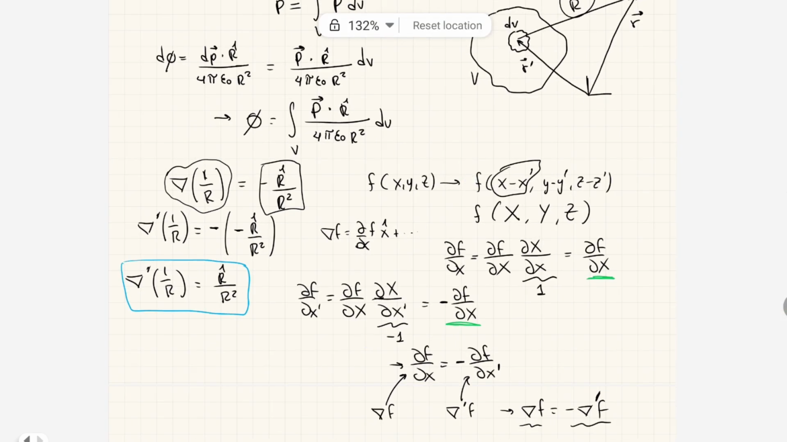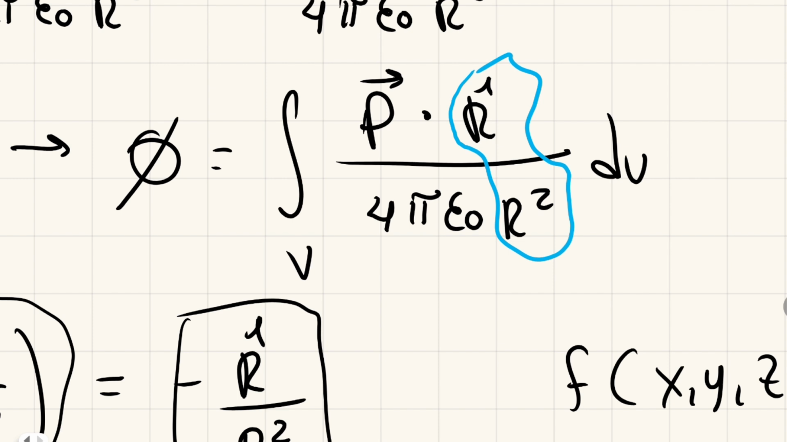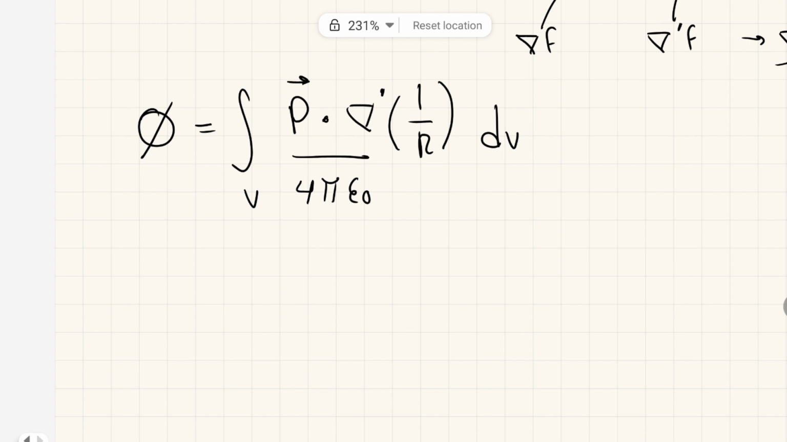And why is that? Because here in the expression of the electric potential, that is what we have. We have unit r over r squared here. So we are going to change that expression for the gradient that we just found to get the next formula. This formula that I have just written.